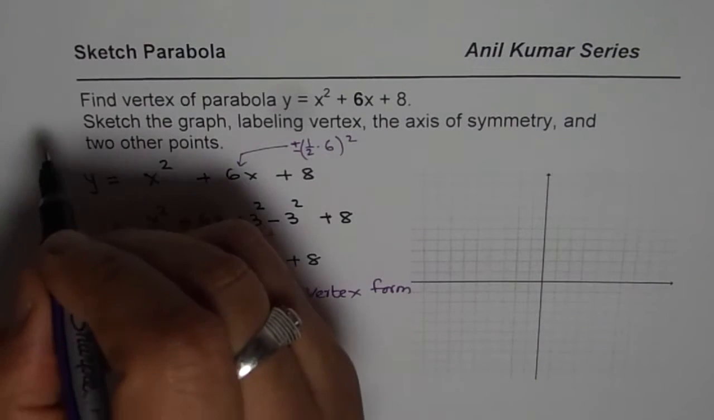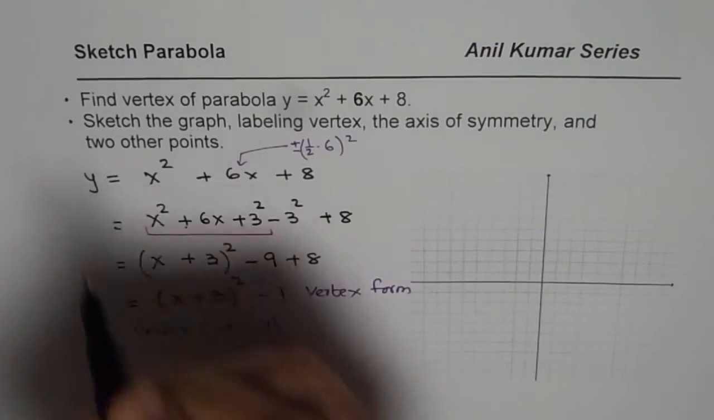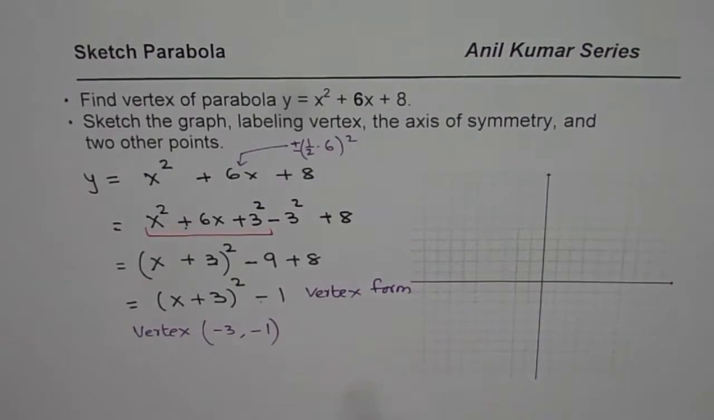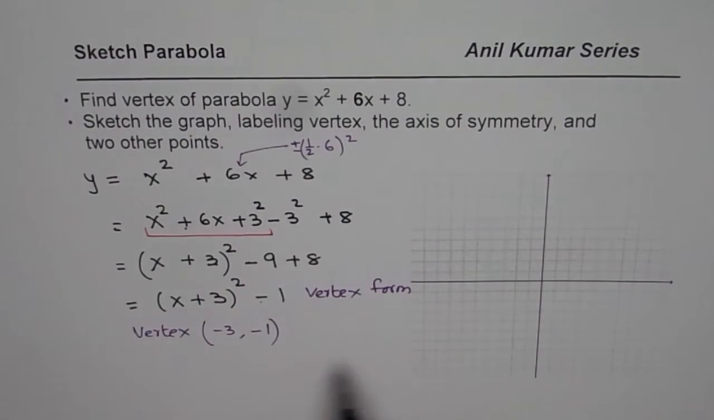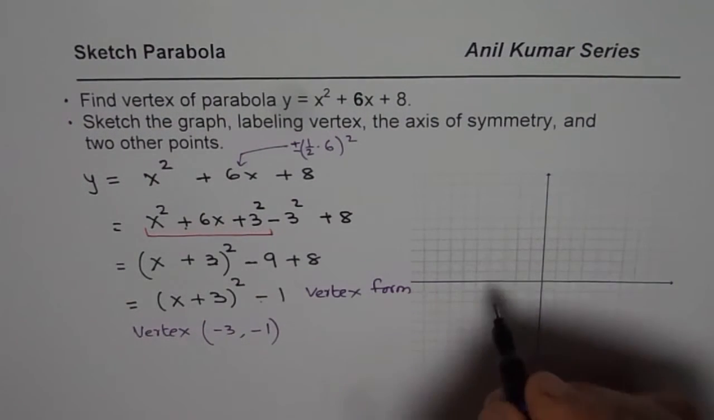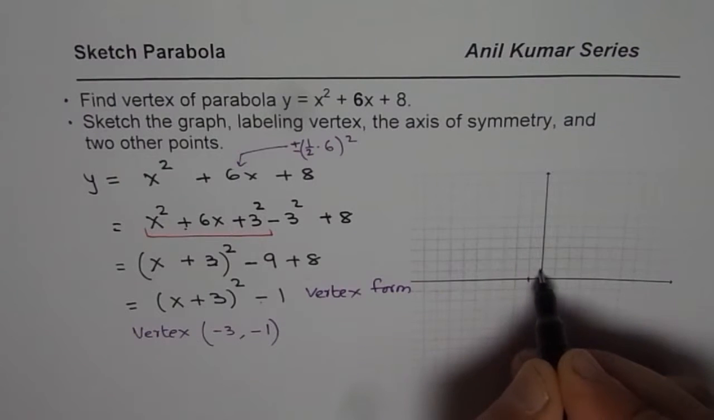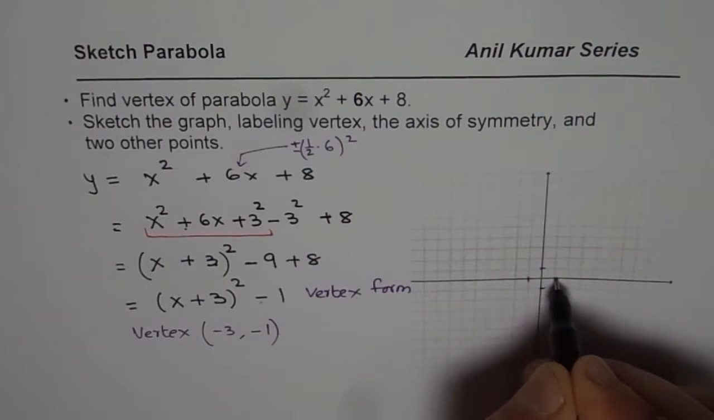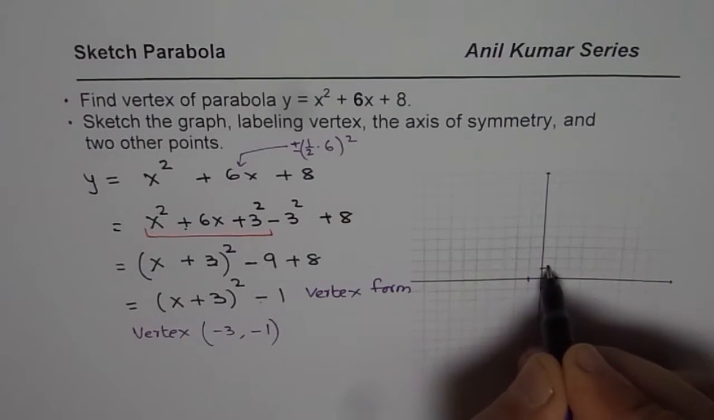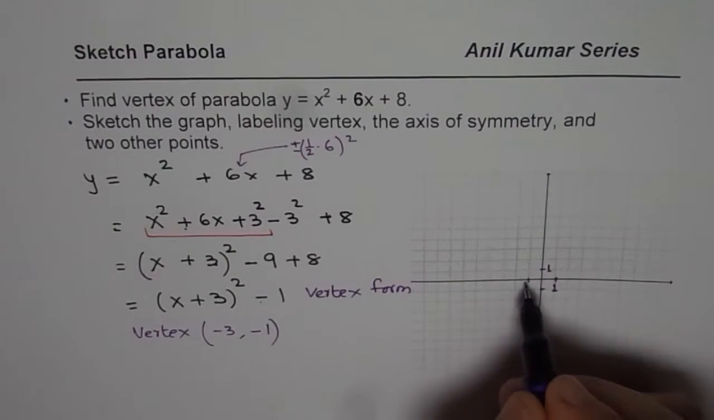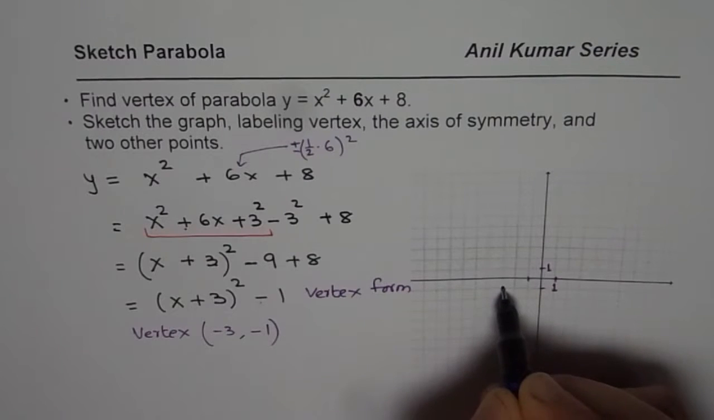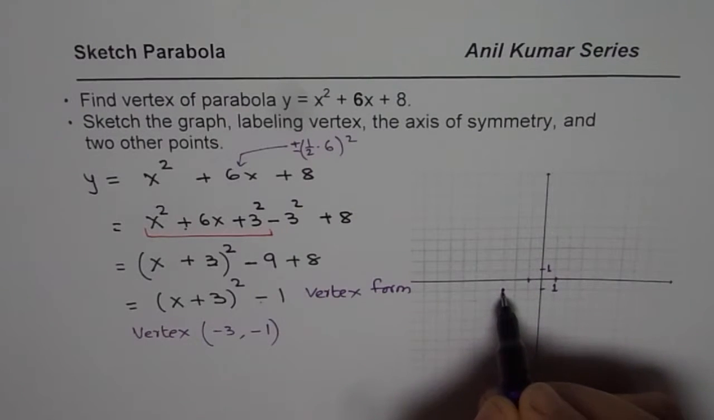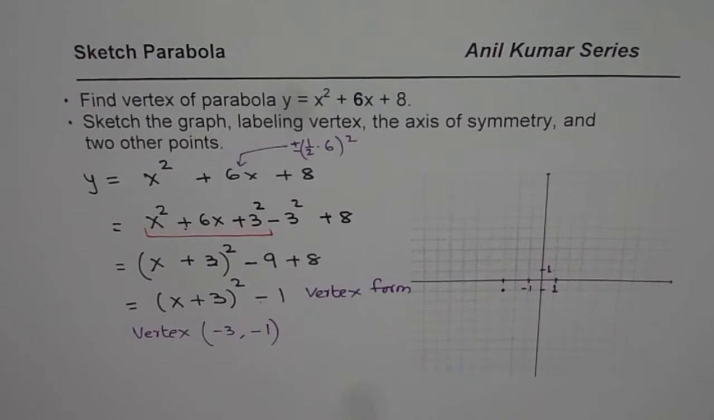We have already done this. Now let's do the second part, which is to sketch the graph, labeling the vertex, axis of symmetry, and two other points. So the vertex is minus 3, minus 1. Each unit, let us say, is 1 for us. Minus 3 means 1, 2, 3 on the negative side, and minus 1 is 1 unit down. So that is the vertex for us: minus 3, minus 1, correct?